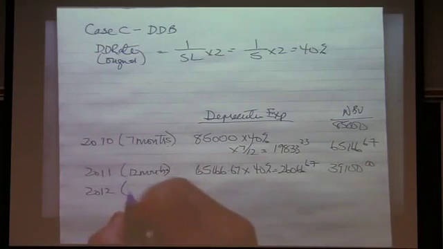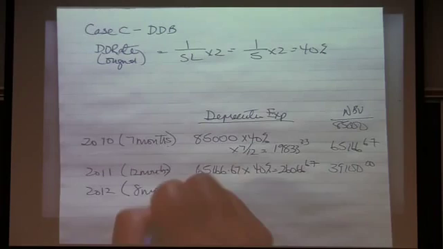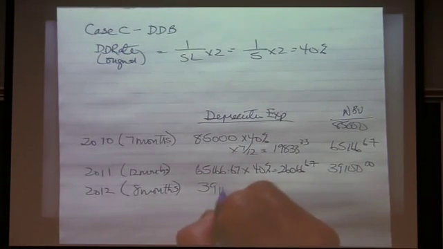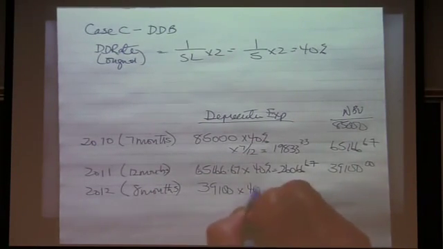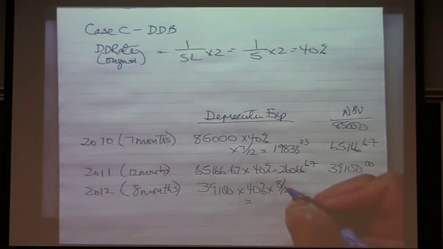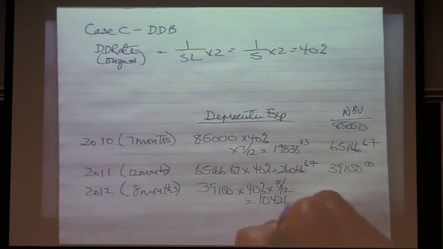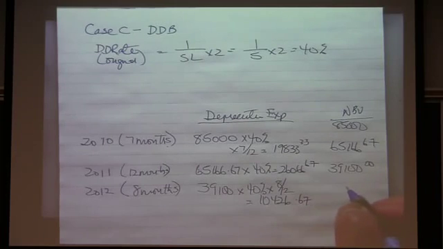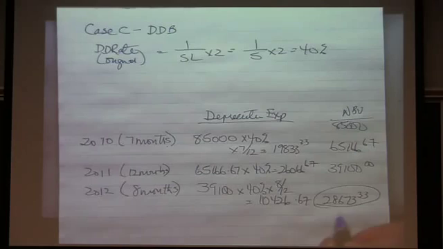2012, prior to the change, we know that was 8 months. So we take the net book value times 40% times 8 over 12. And that should give us $10,426.67. So net book value is $28,673.33. This is the net book value as of September 1st, 2012.